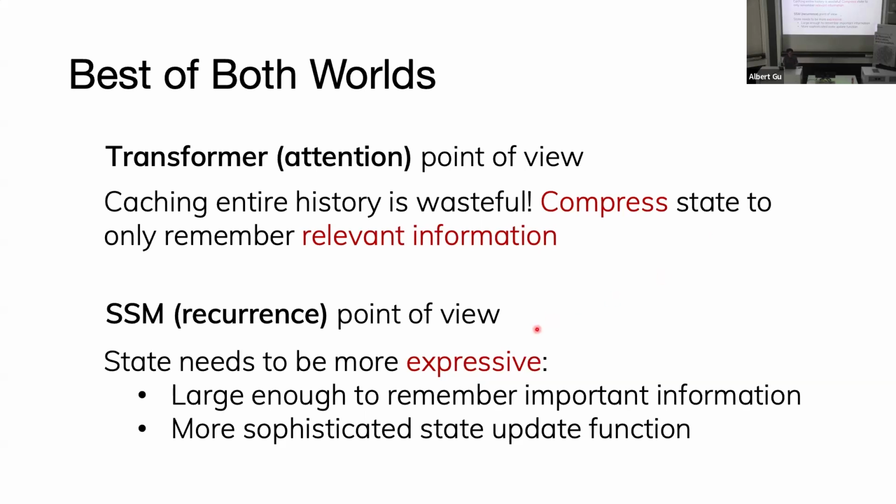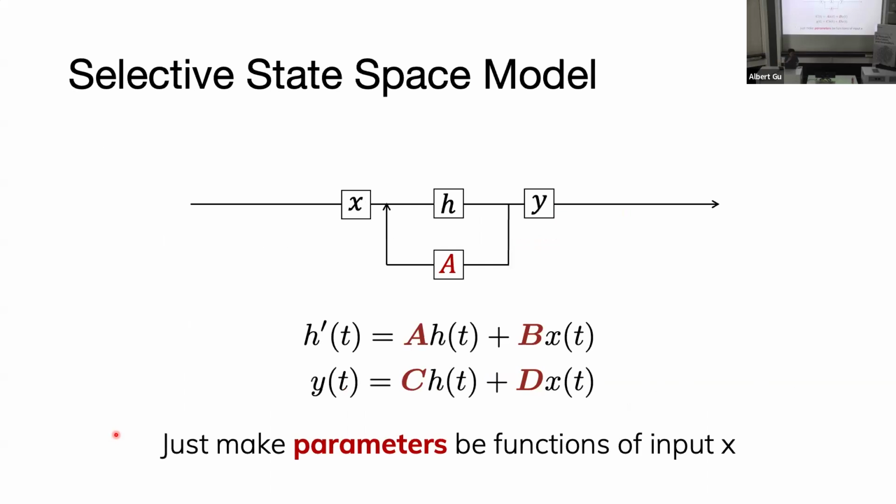And from a recurrence point of view, such as for state space models, we want the state to be as expressive as possible if we're dealing with information-dense data. So first of all, we need the state to be large. It needs to be large enough to remember any information that's relevant for the task that we care about. And we need the state to store exactly the information we want, which means that our update function needs to be expressive enough to do exactly what we want and remember the information that we need.